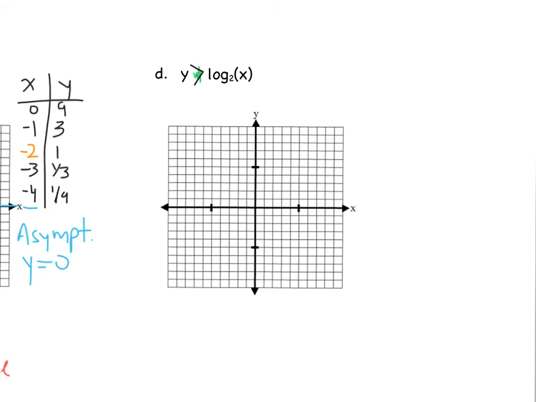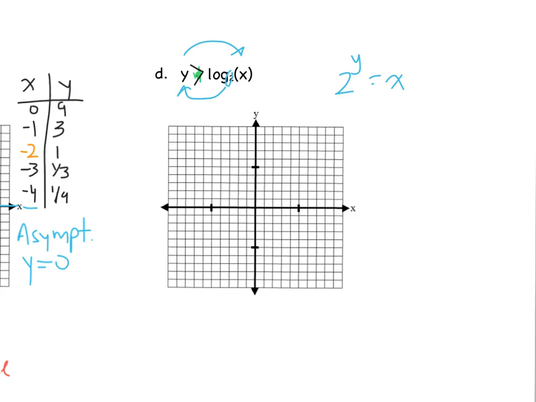So step number 1, let's change this to exponential. Remember, we start with our base, we raise it to the other side, and we set it equal to the argument. So we get 2 to the y equals x. And now we can create our table of values.